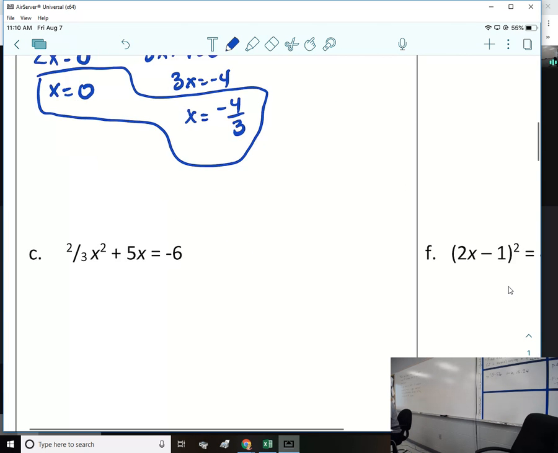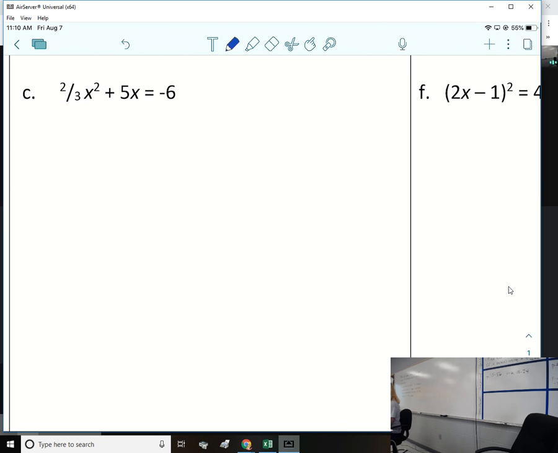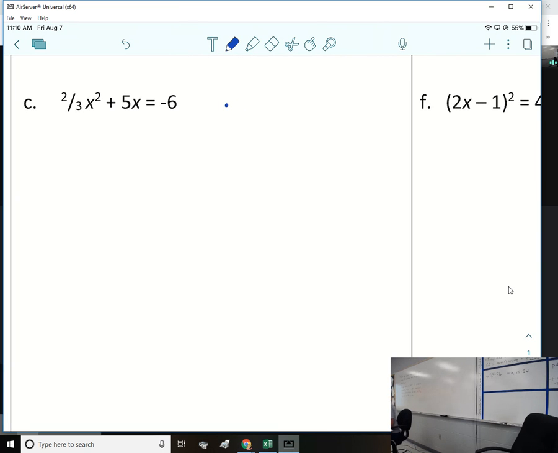Okay, we have one more, and it's got a lot going on. This is a big step up from the last one that we did. We have a little bit of an issue at the beginning, because to be able to solve by factoring, you need everything on one side. You need it in standard form. So the first thing you're going to do is get all terms on one side.